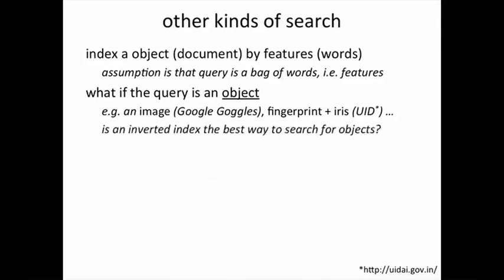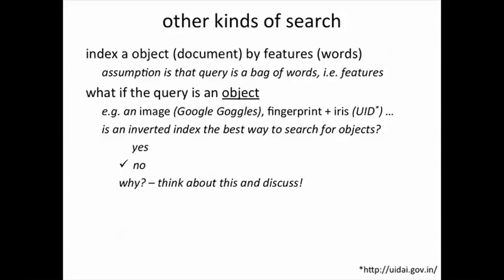But coming back to the question of searching for an object, is an inverted index of features, whether they are words or image features or other features in the case of fingerprints and irises, the best way to search for objects? What do you think? I would say that no, it probably is not the best way to search for objects. As to why, I'd encourage you all to think about this and discuss this on the discussion forum.